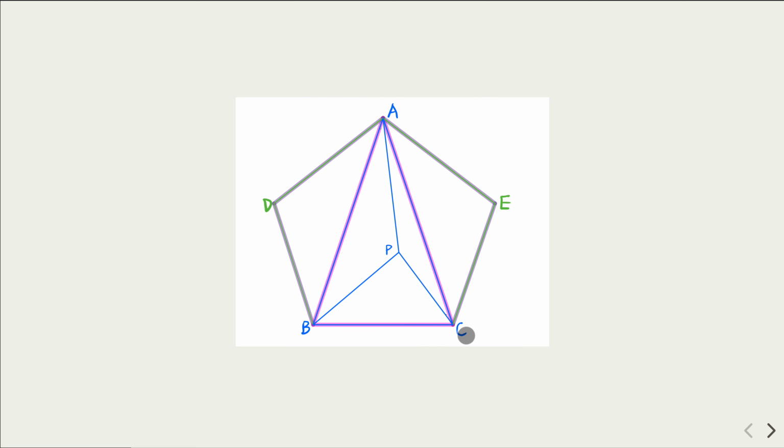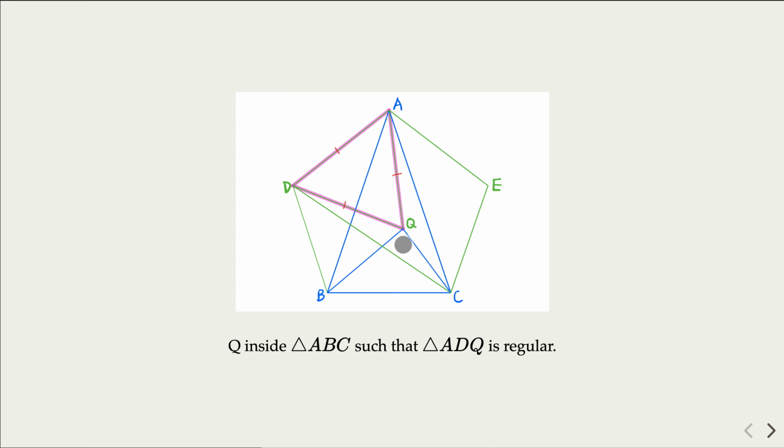Alright, so instead of considering the P, let's erase that. Let's construct another point Q in the following fashion. Here we construct Q in the golden triangle ABC that is embedded in the regular pentagon. Here, ADQ is a regular triangle. In other words, these three sides are equal to each other. Of course, for the regular pentagon, all sides equal each other. AE or BC equals AD, also equals AQ. Here AQ equals BC.